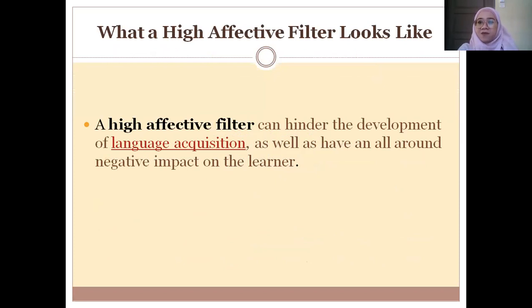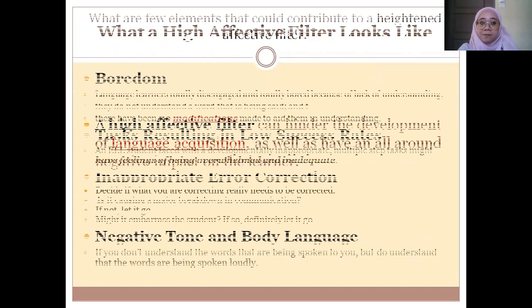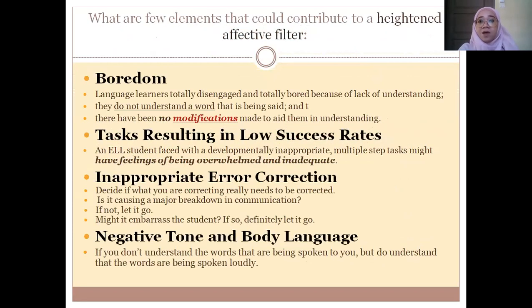What a high affective filter looks like. A high affective filter can hinder the development of language acquisition as well as have an all-around negative impact on the learner. There are a few elements which would contribute to a heightened affective filter. The first one is boredom. Next is tasks resulting in low success rates. Third is inappropriate error correction and negative tone and body language.